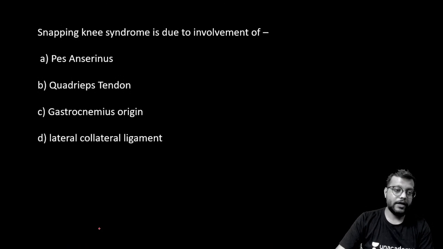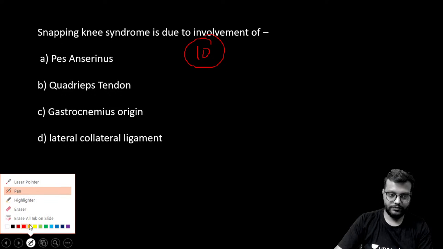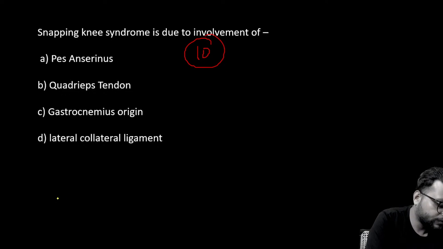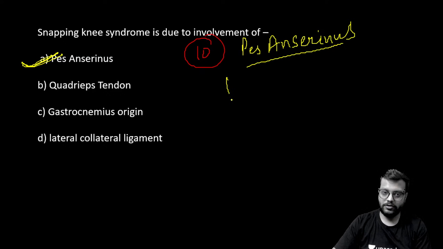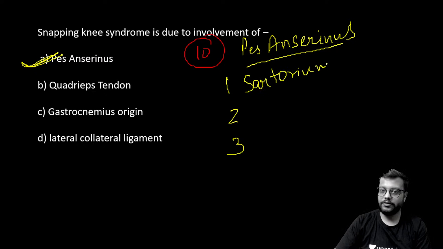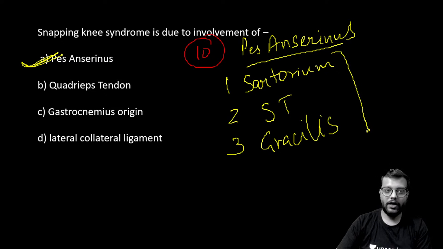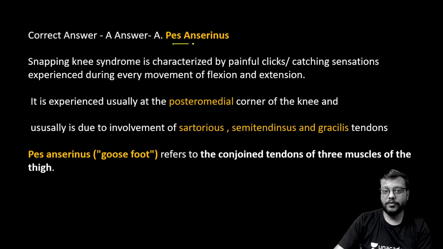Okay, now the next question is, snapping knee syndrome is due to involvement of, 10 seconds. So the answer is, snapping knee syndrome is due to the pes anserinus. Now what is pes anserinus? Pes anserinus is basically a group of three muscles, which is sartorius, semitendinosus, and the gracilis. All are muscles of the thigh. Okay, and they are responsible for the snapping knee syndrome.